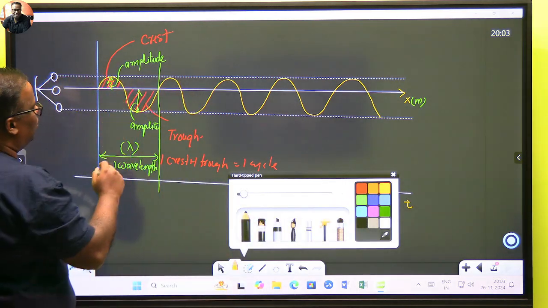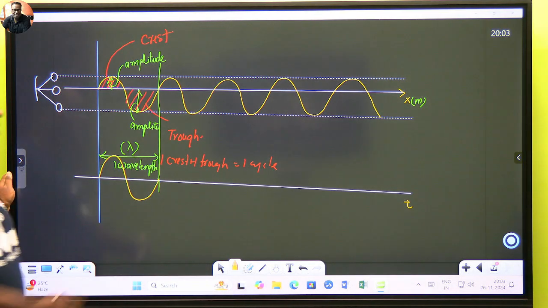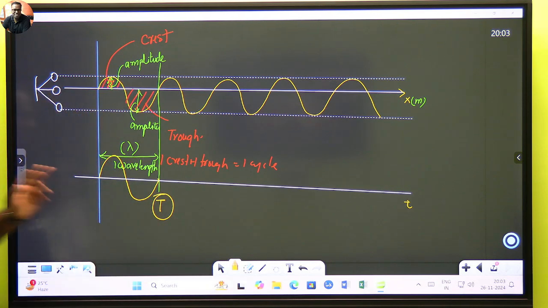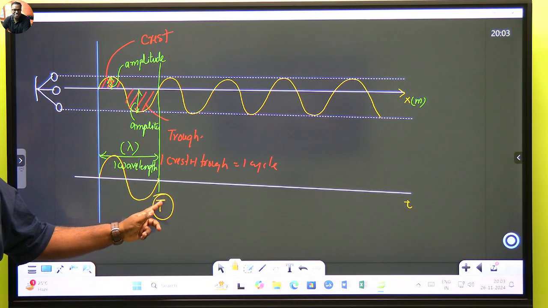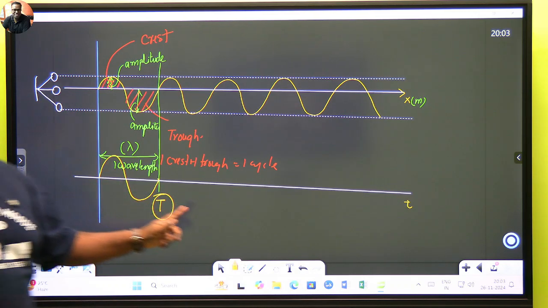इसको time scale में draw करते हैं. तो same figure आएगा ऐसा time scale में. Now this is in time, and let this time be T. Can you tell me what is T? T is time period. Time taken to complete one cycle. This is known as my time period.